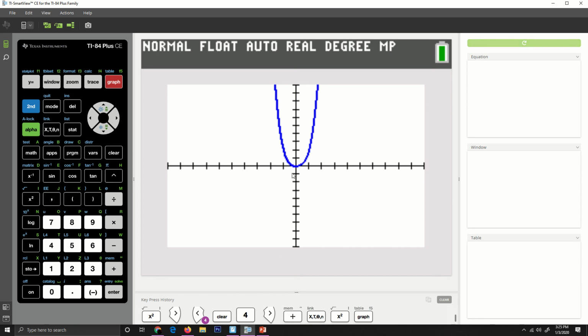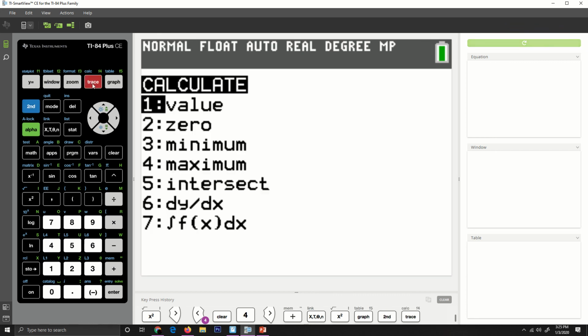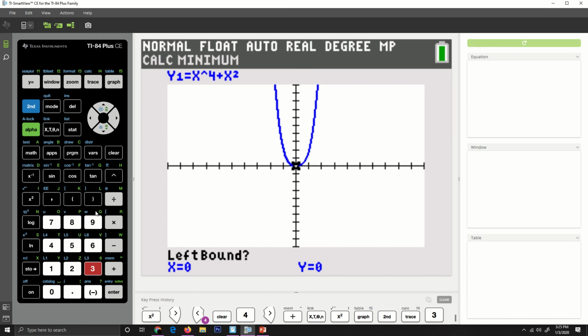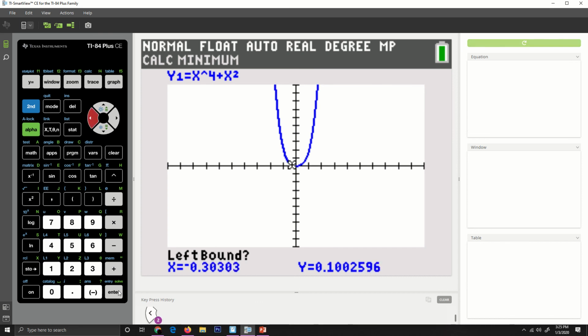And so again, it looks like I have just a single relative minimum. And so I'm going to hit second, I'm going to hit calculate, I'm going to do a minimum here. Go to the left, hit enter, go a little bit to the right, hit enter, go to where I think that minimum is. That's pretty close.